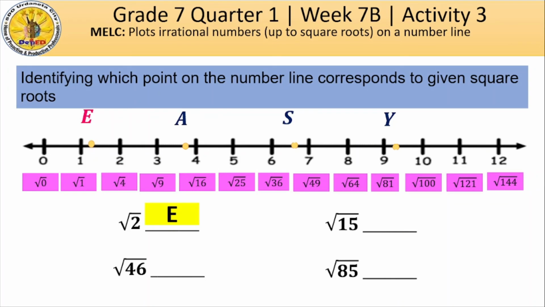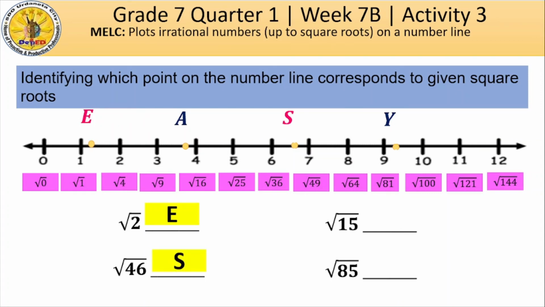Let's have the square root of 46. The square root of 46 is greater than the square root of 36 and is less than the square root of 49. So it only means that it lies between 6 and 7. And the point that lies between 6 and 7 is point S. So we just simply write here S.